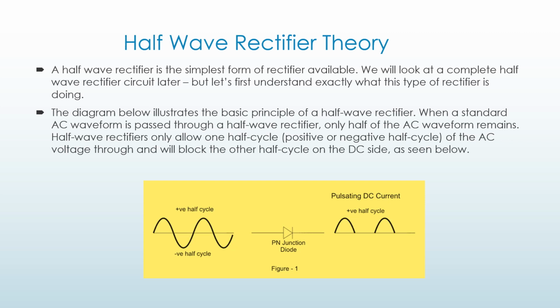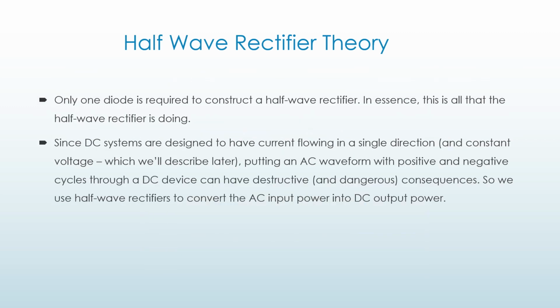Half-wave rectifiers only allow one half cycle, positive or negative, of the AC voltage through, and will block the other half cycle on the DC side as seen below. Only one diode is required to construct a half-wave rectifier. In essence, this is all that the half-wave rectifier is doing.